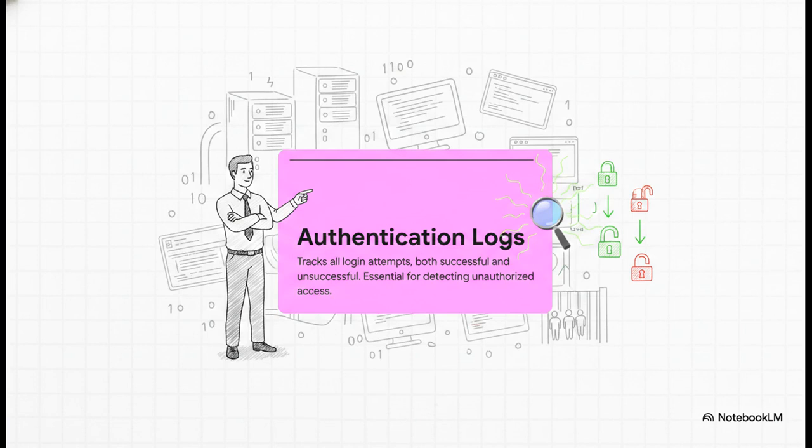Now, quick heads up, the file name can be a little different depending on the system. If you're on a Debian-based system like Ubuntu, you're looking for auth.log. But on a Red Hat system, say CentOS or Fedora, it's going to be called secure. Same job, different names. Think of this file as the system's bouncer. It writes down every single login attempt, whether it was successful or not. It's absolutely essential for spotting unauthorized access.